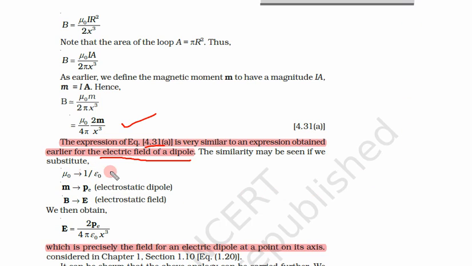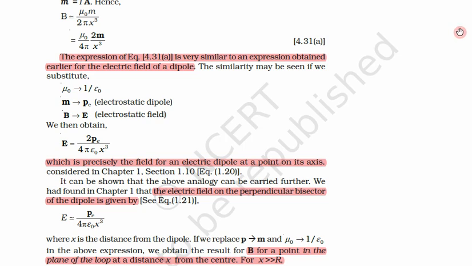Comparing it with that case, if we change this mu naught, you know mu naught is a constant, with another constant 1 by epsilon naught, and this magnetic moment with the dipole moment, and this magnetic field with electric field, what do we get? This is changed with E, and this 2 is already there. This m will become Pe and this mu naught becomes epsilon naught. So this is 2 Pe upon 4 pi epsilon naught x cube. So this is the same expression that we got for the case of the electric dipole when the point was on its axis. Here we can see that both expressions are very similar in nature.